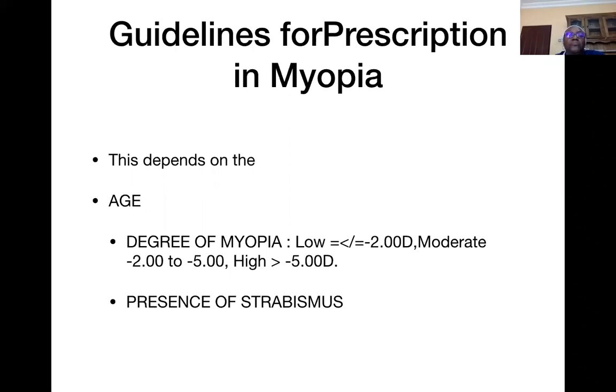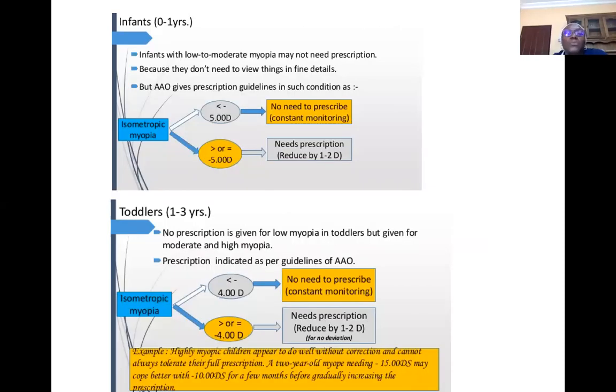These are the guidelines also by the AAO for infants with myopia. If it's isometropic and they're between the age of 0 to 1 years, infants with low to moderate myopia may not need prescription because, as I said, they don't need to view things in fine details. So if it is less than 5, it's just for constant monitoring. And then if it is more, you give the prescription, but you reduce by 1 to 2 because they might not be able to tolerate the minus 5 diopters at that age.